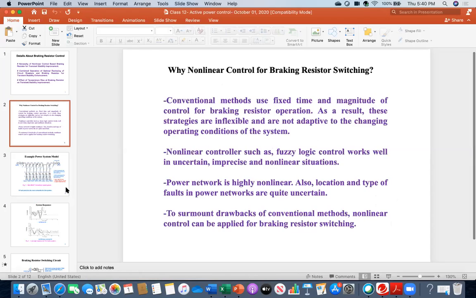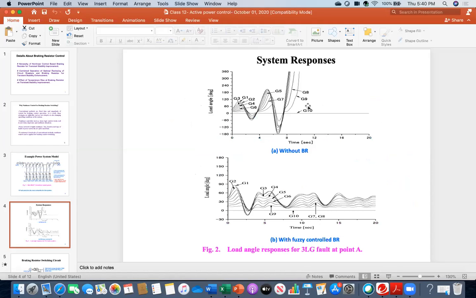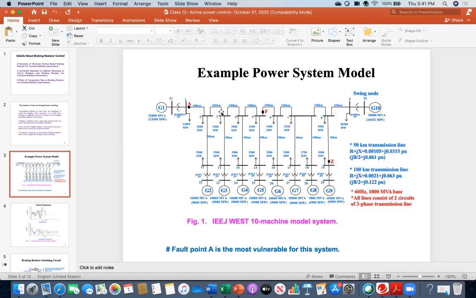So that is the meaning: for this system, point A is the most vulnerable. Even for this system, I have some idea about it, even for a single line to ground fault, some of the generators go unstable. Not all 10 generators, but at least 3-4 generators behave like that for this system. It is such a severe system. So why am I emphasizing this point?